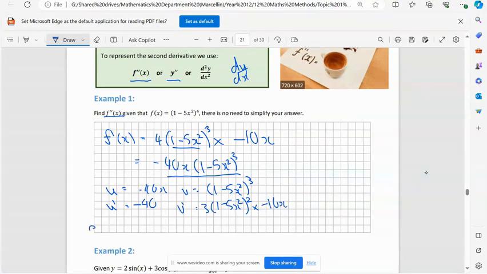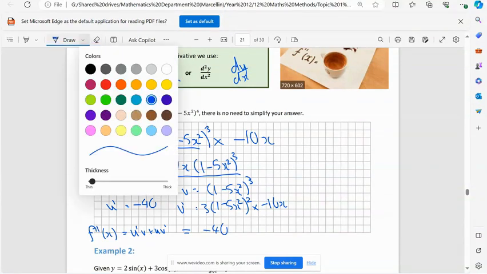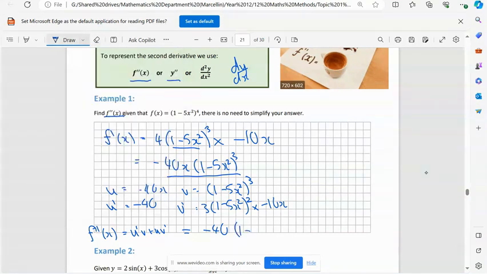Okay. So to work out f dash dash x, okay, remember it's u dash v plus u v dash. So the derivative of u is minus 40. And then we're going to multiply that by the original v, which in this case is just 1 take 5x squared, cubed. Put a plus between them, and the original u is just minus 40x, so I might just put that in the bracket for now. And then we're going to times it by v dash. So I might tidy the 3 and the negative 10 together, so that's really negative 30x times by 1 take 5x squared, all squared. Okay, so yeah, we've got some negatives and negatives, so we've got to be careful.